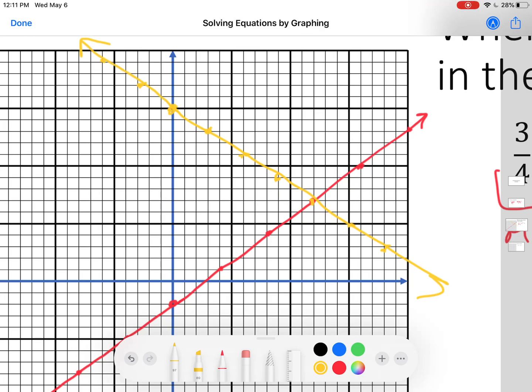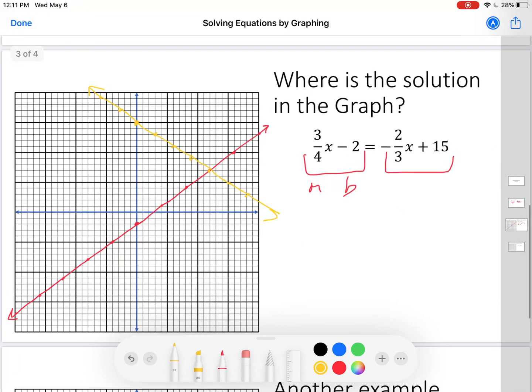Left is negative, up is positive. Negative and positive makes negative. This is m, this is b. Every point on that line is a solution to that side of the equation. For example, 0, 15. -2/3 times 0 is 0. 0 plus 15 is 15. 0, 15. Every point on this line is a solution to this side.